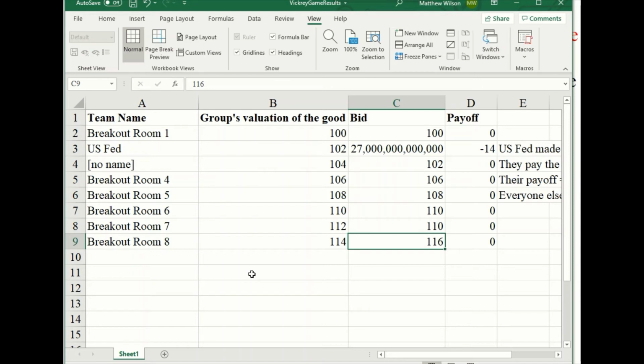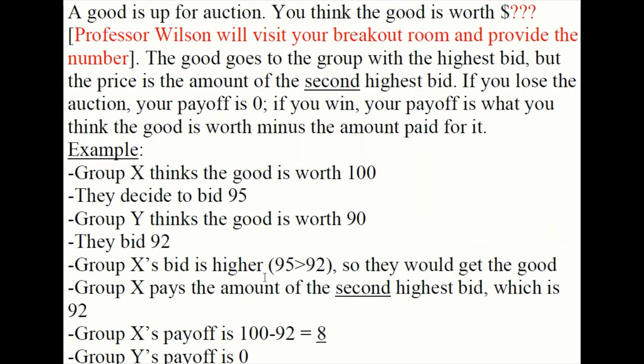The big outlier here was Team US Fed, who had a valuation of 102. That's what they thought the item was worth, but they bid 27 trillion. So that's the highest bid, so they got the item. Let's find what their payoff is. So the payoff is what you think the item is worth minus the amount you pay for it. And the amount you pay is the second highest bid.